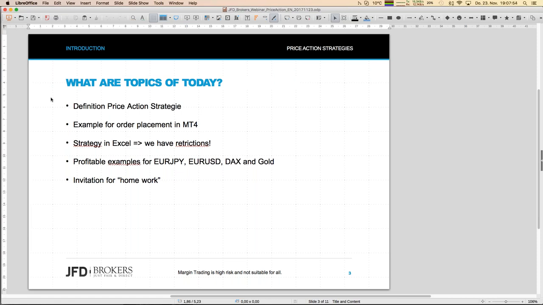I have to mention here that we will have some restrictions or limitations within Excel to really develop that kind of strategy, but we can move around a little bit. As long as we know those limitations, then it's okay. Otherwise, you might have some mistakes, or you will think, hey, that's not correct what we are doing here. And I will show profitable examples for two Forex pairs. Then I go for DAX and gold as well. And I have an invitation for some homework. So, you hear me already a little bit smiling, but it's just an invitation, nothing else.